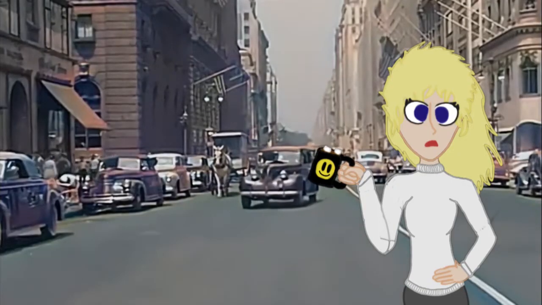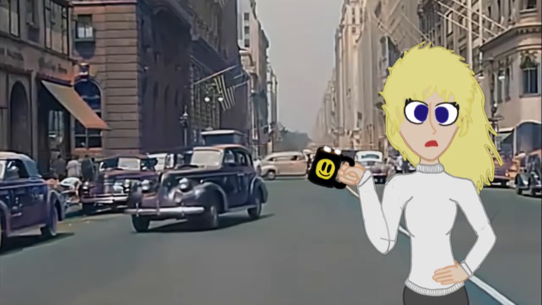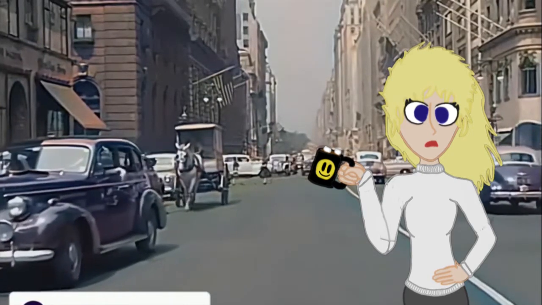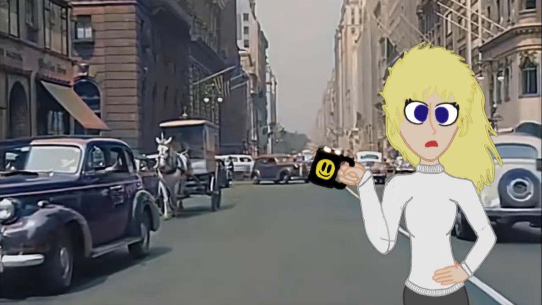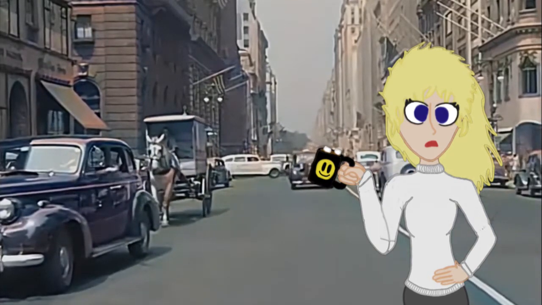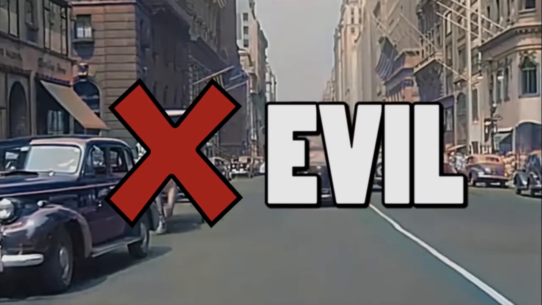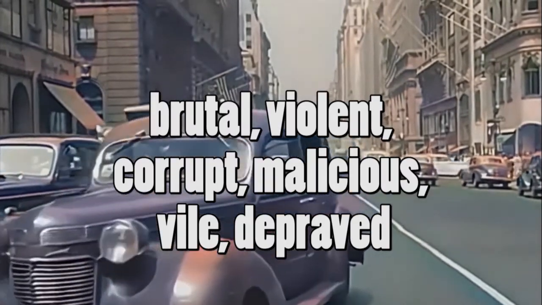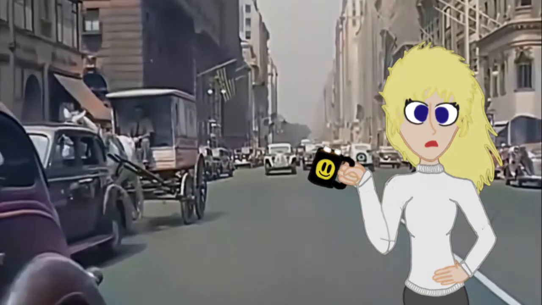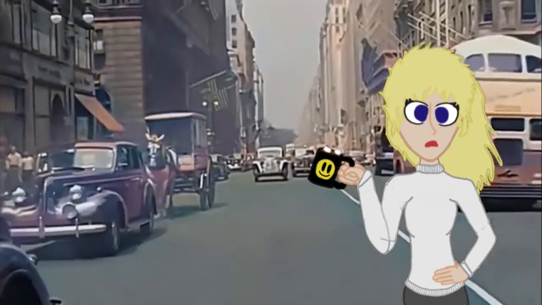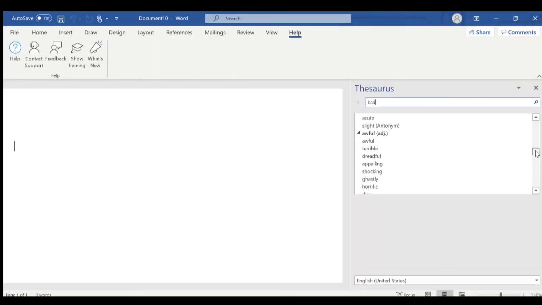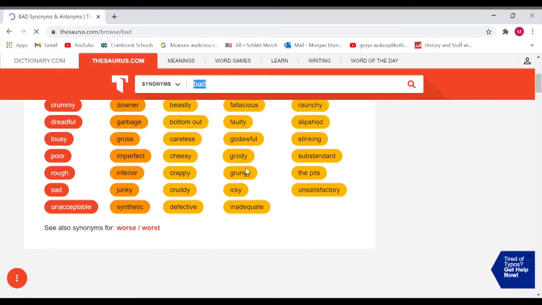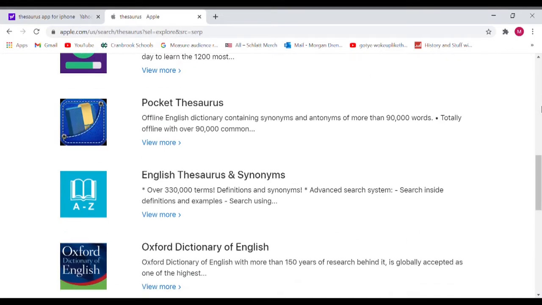One of the most important things you should do is change your word choice. Essays are all about persuasion, and the best way to do that is with proper vocabulary. Not only does it make you sound sophisticated, but it also helps you articulate your point better. Don't use the word evil, use the word brutal, violent, corrupt, malicious, vile, depraved. They each have their own slight variation that makes your point clearer. Use thesauruses. Word has one built right into it. There's a free website for it that lets you choose the length of the word, and there are plenty of free apps for it on your phone.